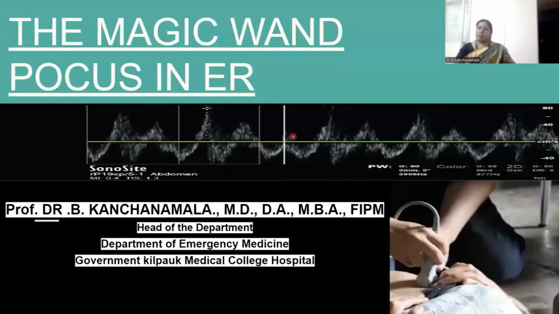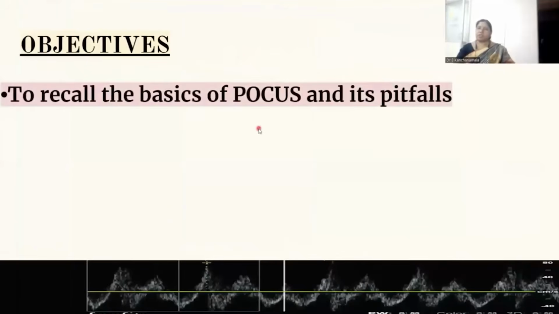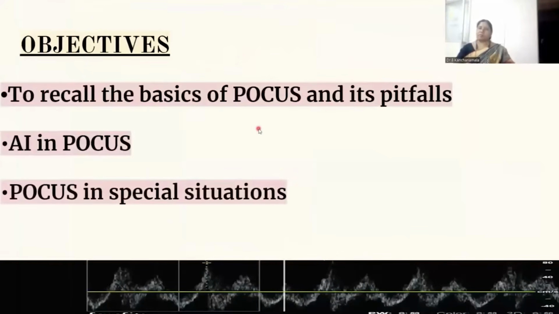So the topic is the magic band POCUS in India. The objectives of the session today are to recall the basics of POCUS and its pitfalls, artificial intelligence in POCUS, special situations where POCUS is used, and a few case studies.